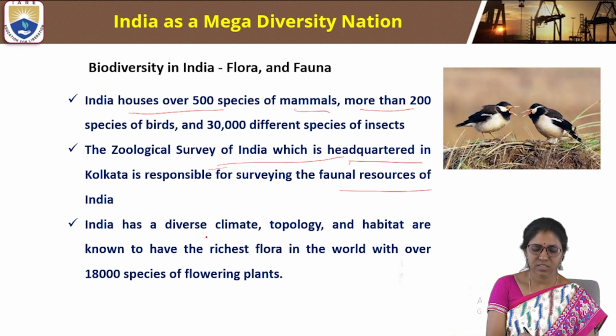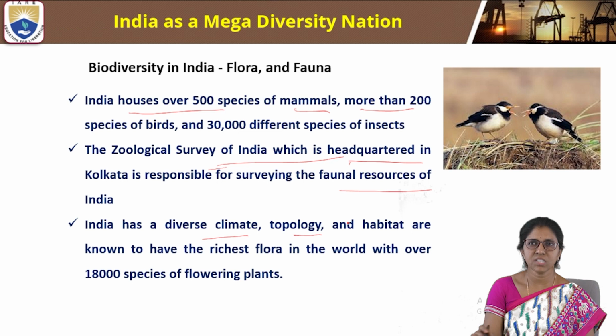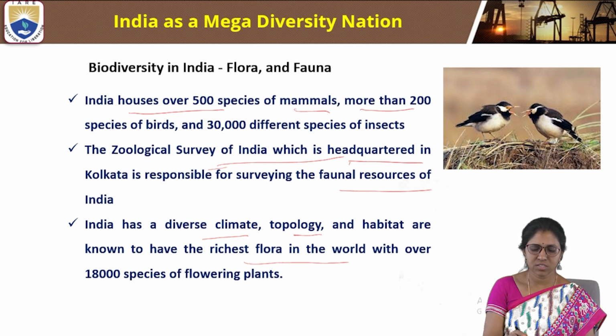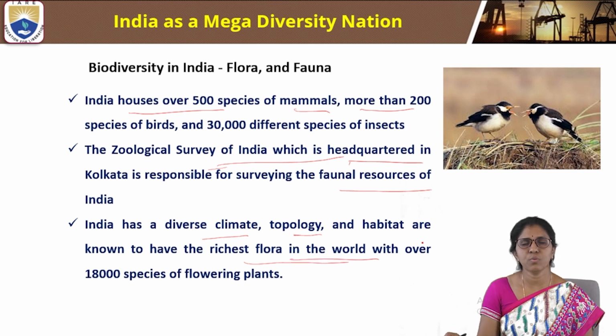India has a diverse climate, topology, and habitat, and is known to have the richest flora in the world with over 18,000 species of flowering plants.